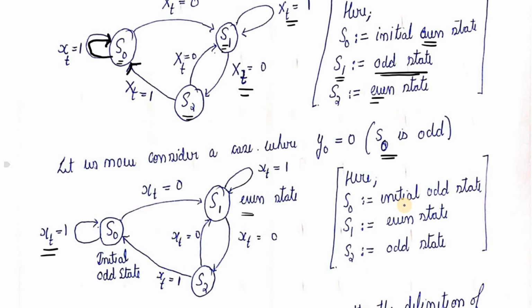I get a 0 at the even state, I go to an odd state. And in the odd state, if I get again a 0, I go back to the even, and on attaining 1, we go back to the initial odd state which we had modeled previously. So over here, S0 and S2, which were initially the even states in this setup, are now the initial odd state and the odd state, and S1 is just the even state.